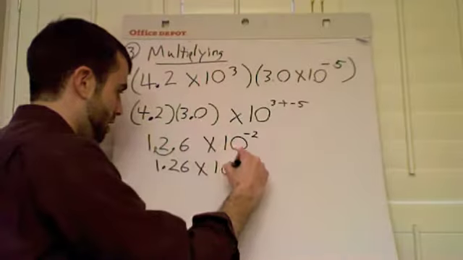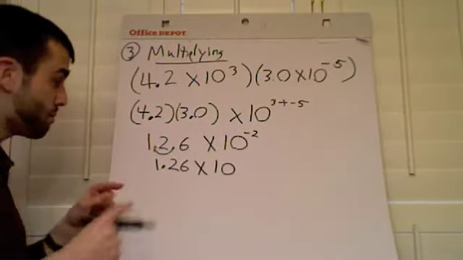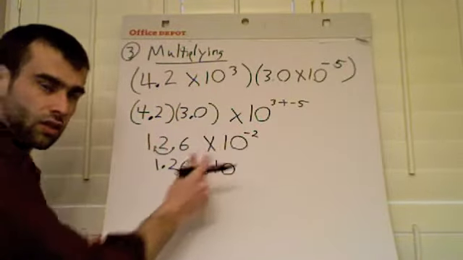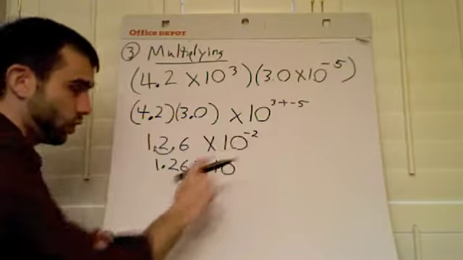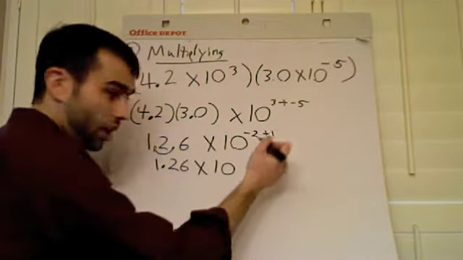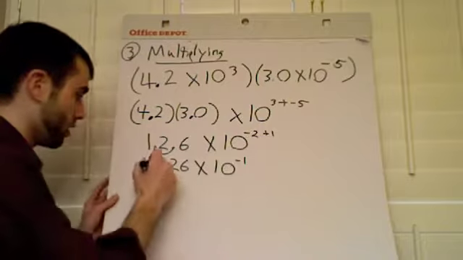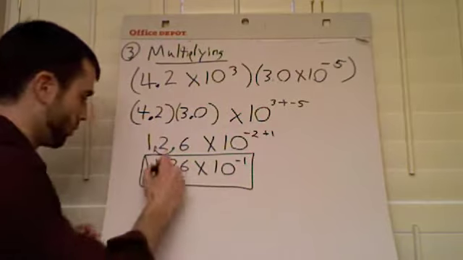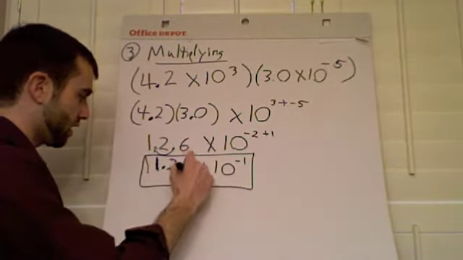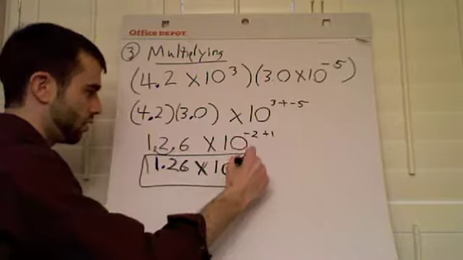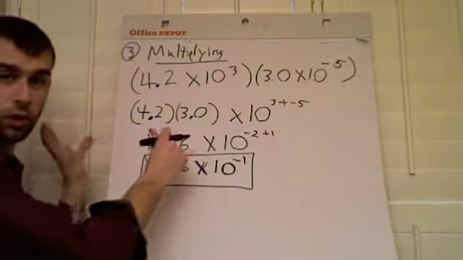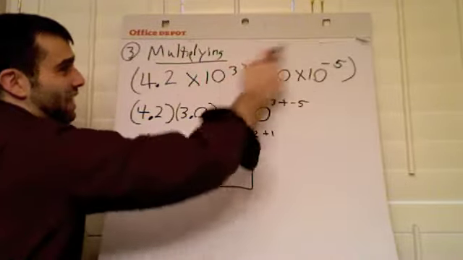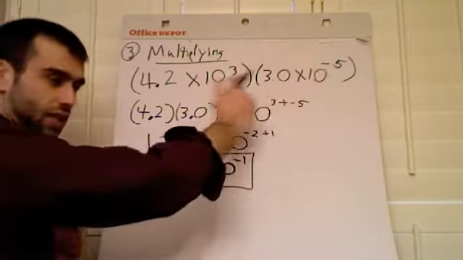1.26 times 10. Now, from before, we made this number smaller, so we have to make this number bigger. So if we move it to the left, we need to add 1. Well, negative 2 plus 1 is negative 1. So this is 1.26 times 10 to the negative 1. So notice when you're multiplying, do the numbers out front first, and then do the powers. You're always going to add these powers when you're multiplying because the bases are the same, 10 and 10.